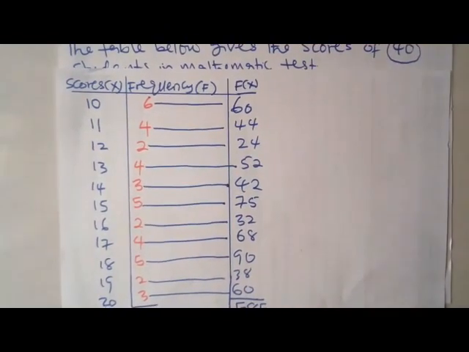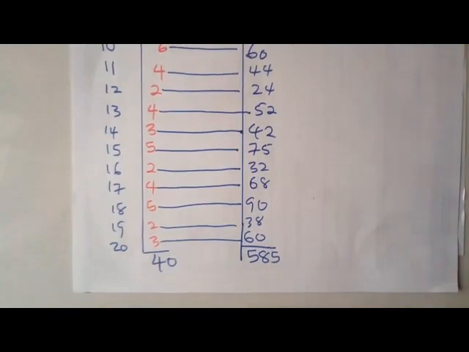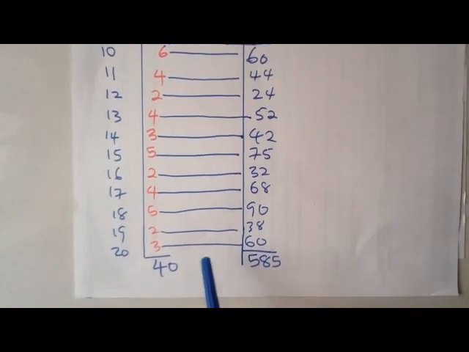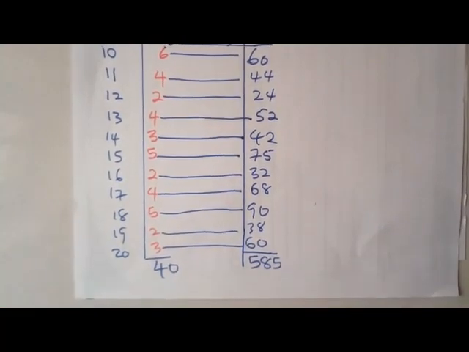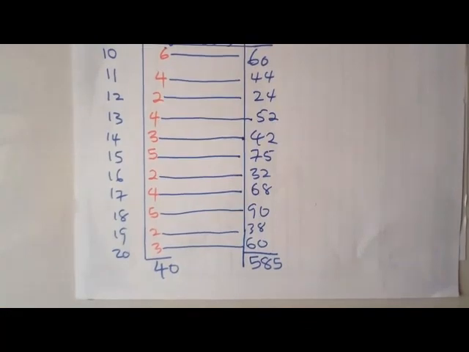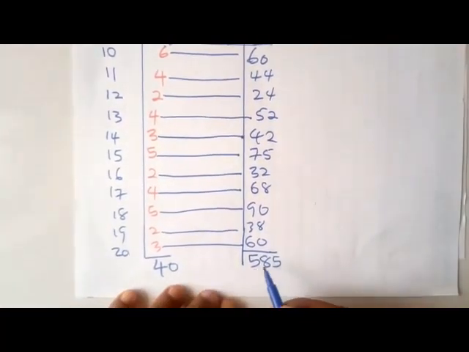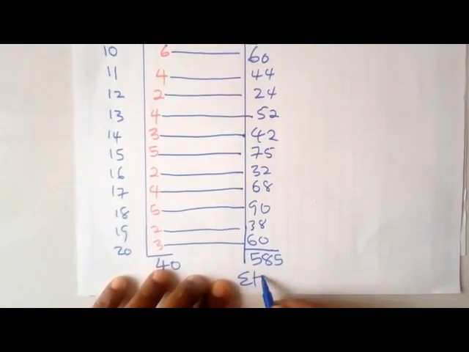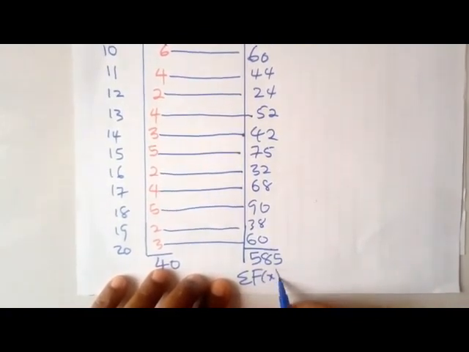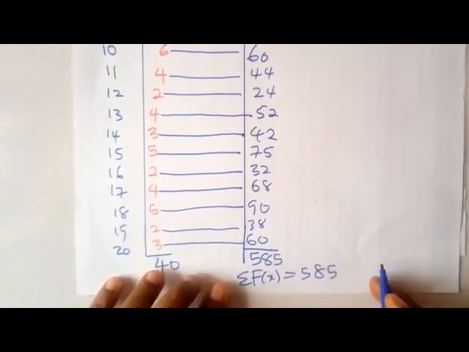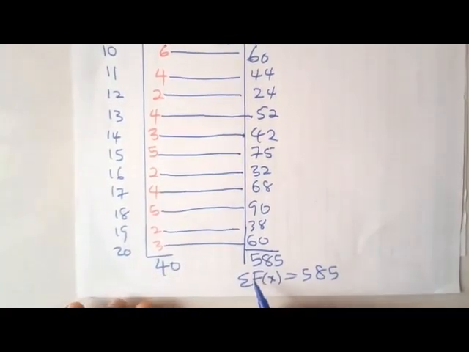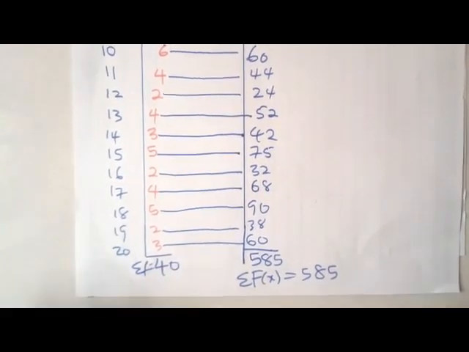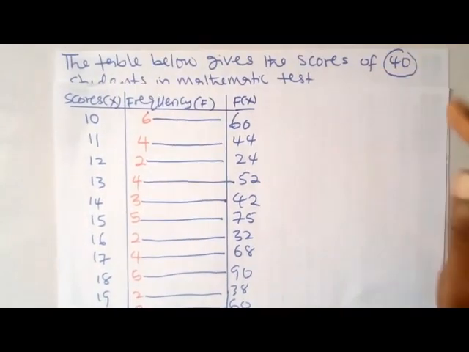Assuming this is an objective question and we have to find the mean, we don't even need to apply the formula here. We just divide 585 by 40. That is it. That is the mean, okay? Because this is F of X, this symbol means summation. Whenever you see this, it means summation. The summation of frequency is 40. Then F of X is 585, okay?